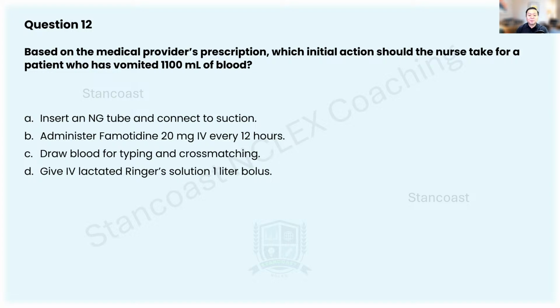Question number 12. Based on the medical provider's prescription, which initial action should the nurse take for a patient who has vomited 1,100 mLs of blood? Is it A, insert a nasogastric tube and connect the suction? B, administer famotidine 20 milligrams IV every 12 hours? C, draw blood for typing and cross-matching? D, give IV lactated ringer solution 1 liter bolus.